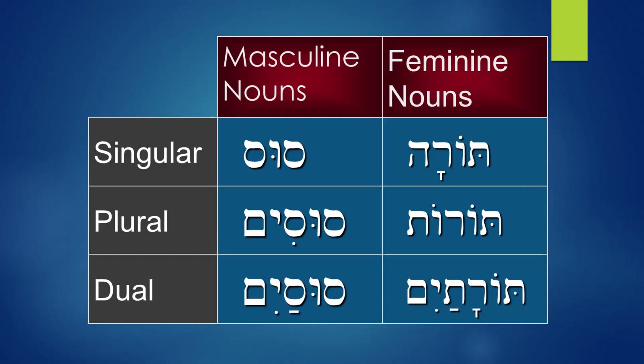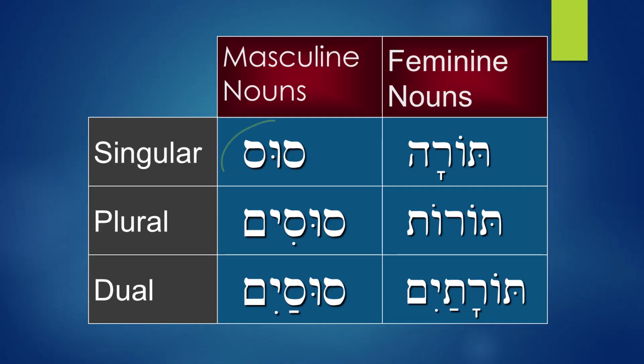We said every word in Hebrew belongs either to masculine or feminine. There are two genders in Hebrew. You have feminine or masculine. And there are three categories of number in Hebrew. You have singular, plural, or duo. So when you're looking at a noun, it's going to tell you two things. It's going to tell you the gender of the word and the number of the word.